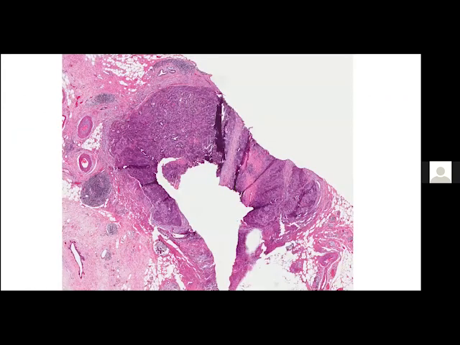This is what I'm going to show. I've got a lot of pictures because it looked quite variable, but this is one section where the low power view looked rather like a sclerotic papilloma. I apologize for the defect in this section.